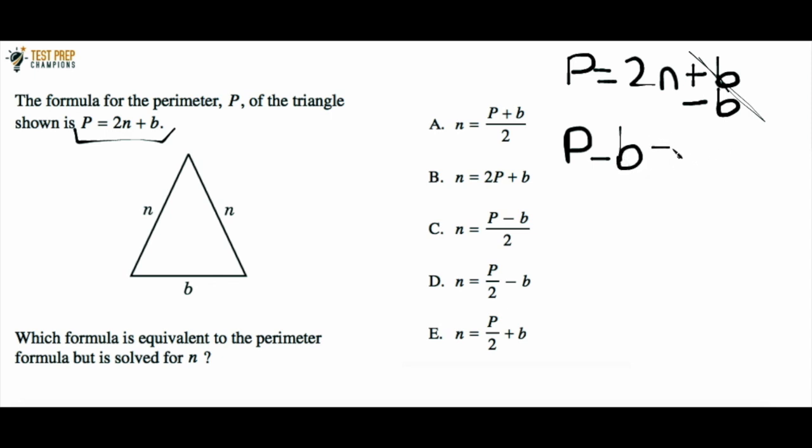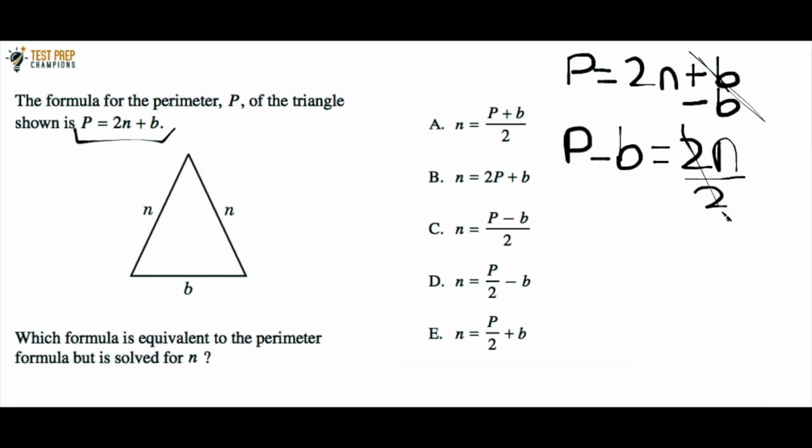Because I have to subtract b on both sides of my equation. So I now have p minus b equals 2 times n. And remember, we want to solve for n. So in other words, we want to get n by itself. If I have 2 times n, the opposite of times is division. So I have to divide by 2.